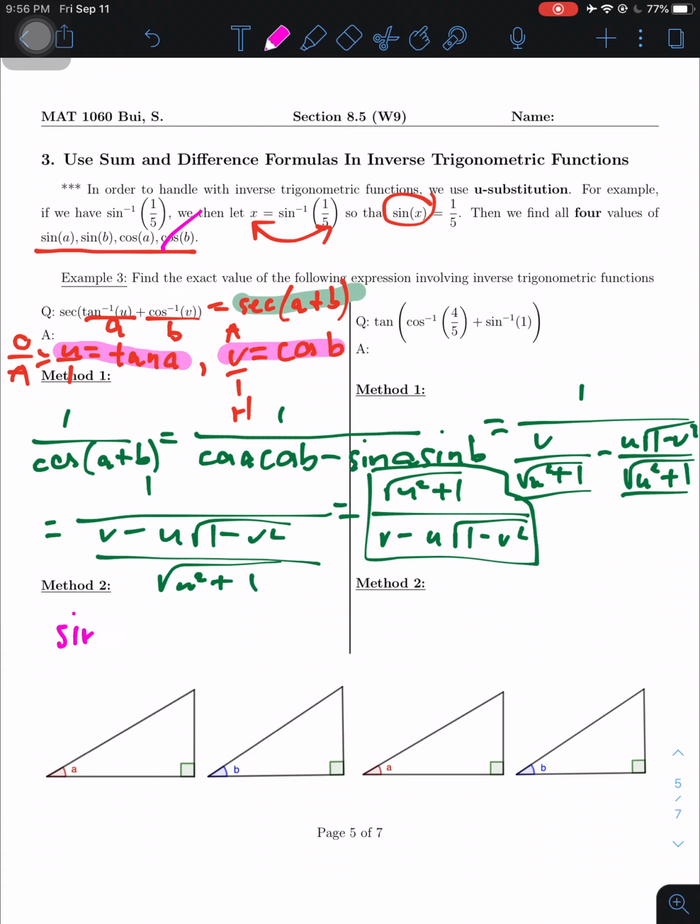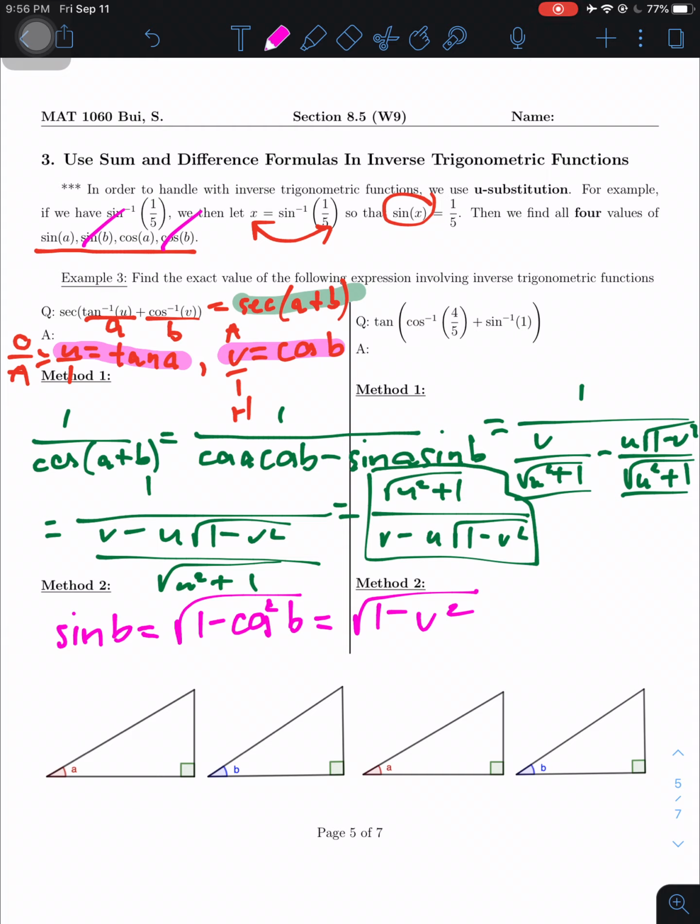Sine of B equals the square root of 1 minus cosine squared. And why is this so? Because this is a part of the Pythagorean identity, okay? And cosine of B is equal to v, so this equals the square root of 1 minus v squared, okay? So we got sine of B already. Okay, the hard part, we have sine and cosine. How can we take care of that?